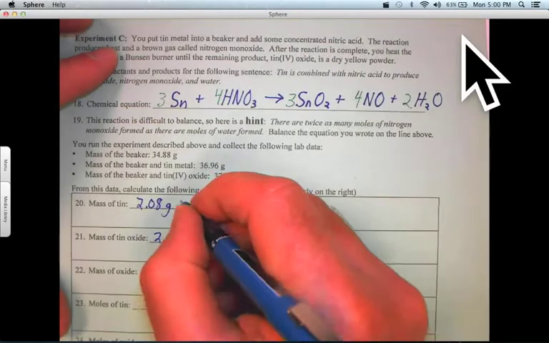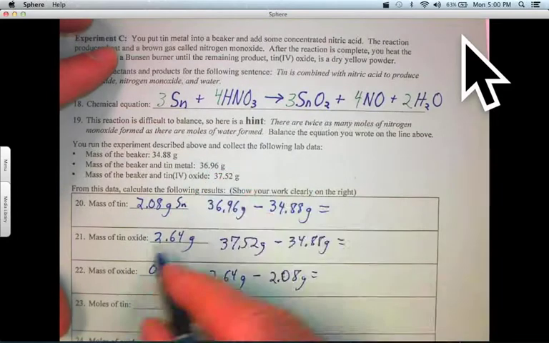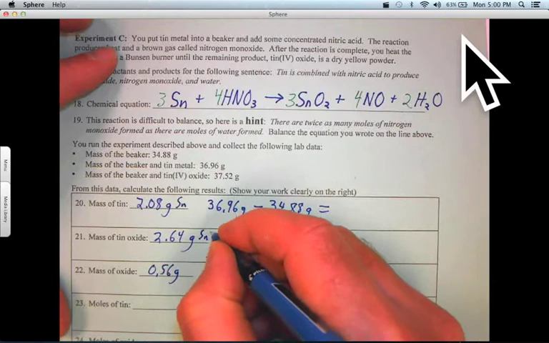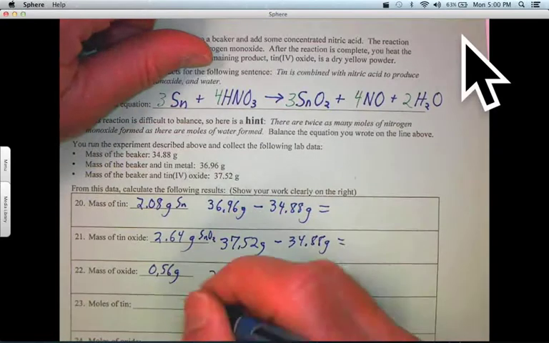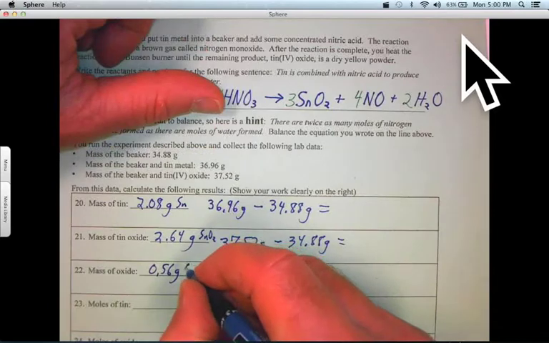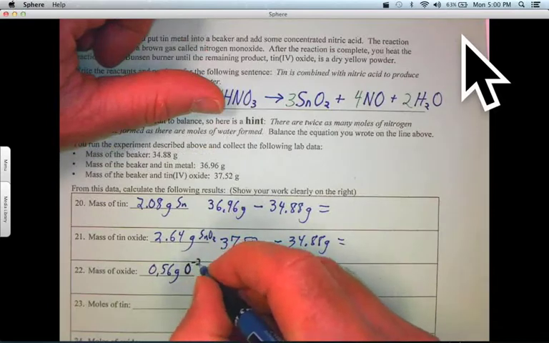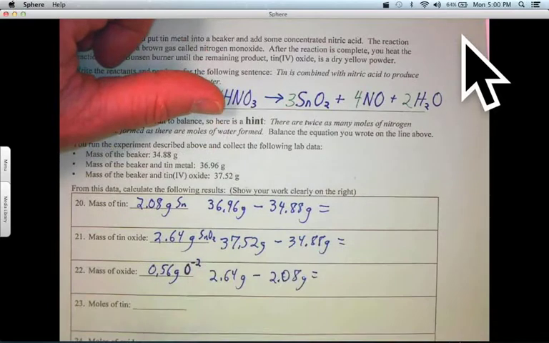Now I should be writing the chemicals here. This is the grams of Sn. This is the grams of SnO2. Mass of oxide. Let's be very clear what we're talking about. We're talking about, actually, an O2- ion, the oxide ion.